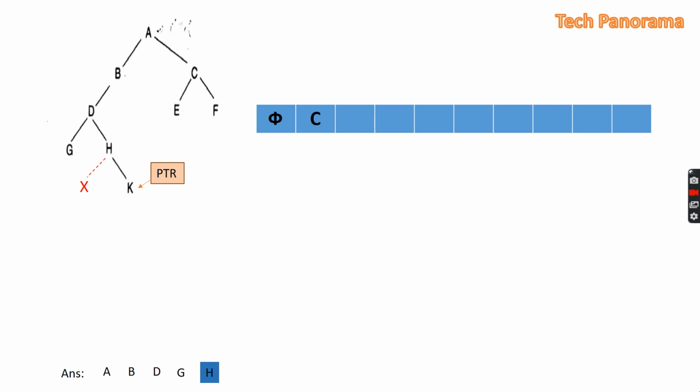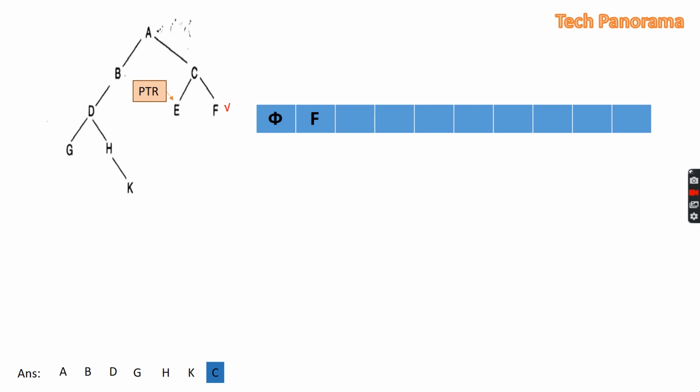So first again we will process the root, that is your K, then check its right. As it has no right, there is nothing to be pushed. Next we will proceed to the left. It has no left, so again we will pop the element from the stack and assign it to the PTR. Again, first we will process the root, that is your C, check its right. It has a right, F, so we will push it to the stack.